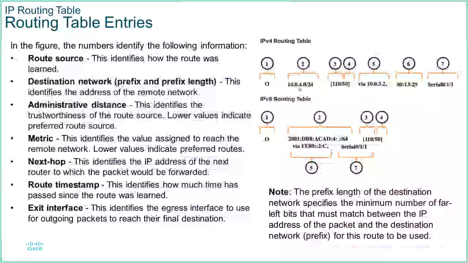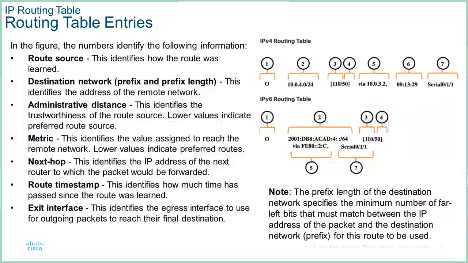So this tells us the destination network. Following that, we have a weighting. The administrative distance tells us how trustworthy this method of learning the route is. As we have many different ways of learning a destination, we need to know which one is more trusted than another. So the administrative distance tells us which one's more trusted. The lower the value, the more trusted the path.